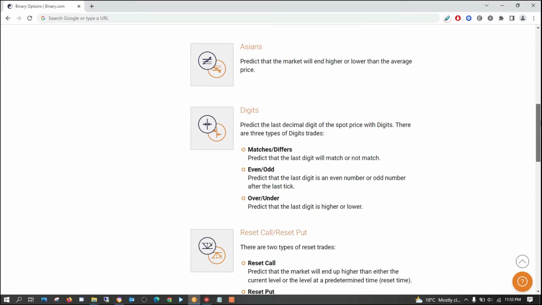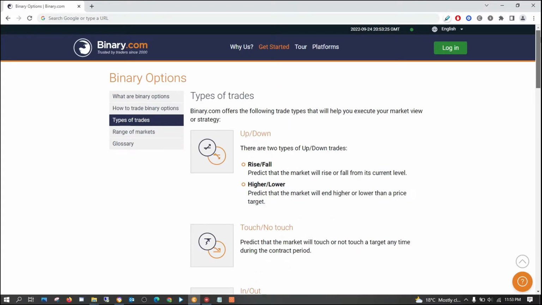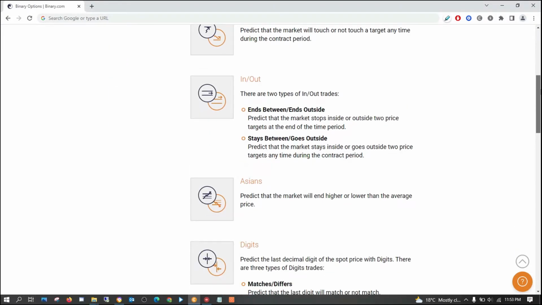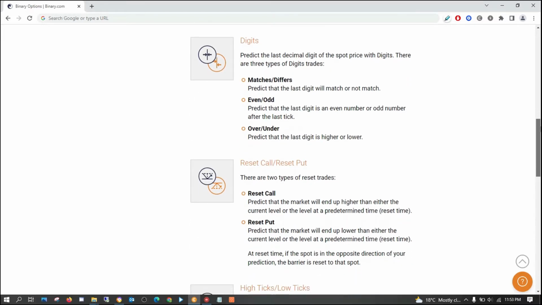And then we have Asians. This is another type of trade on binary.com. The Asians predict that the market will end higher or lower than the average price. I'll also show you how that one works.